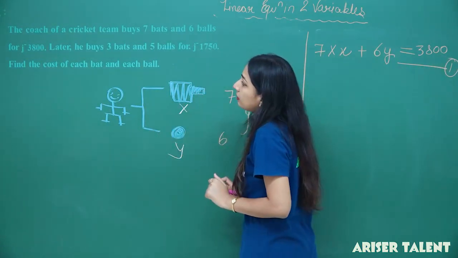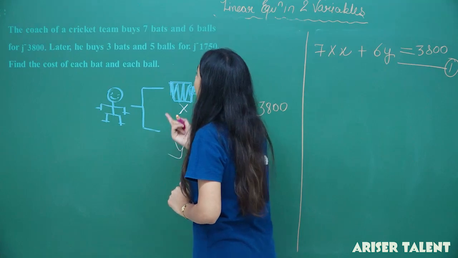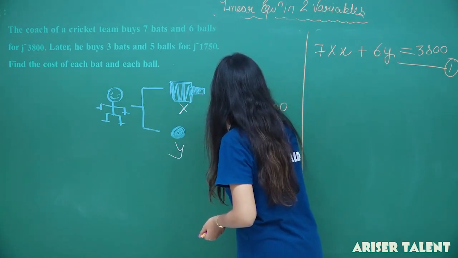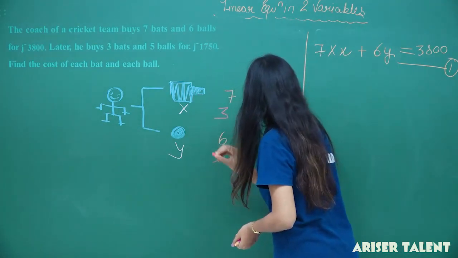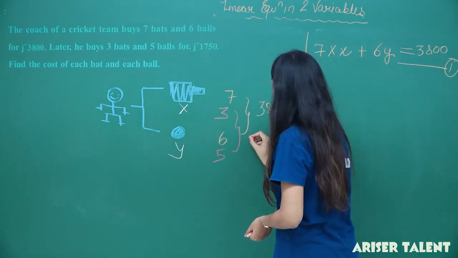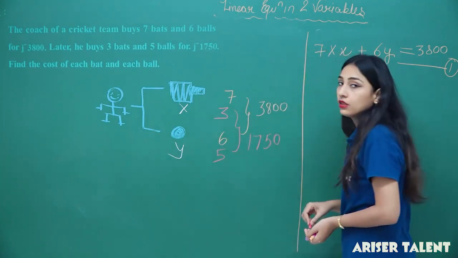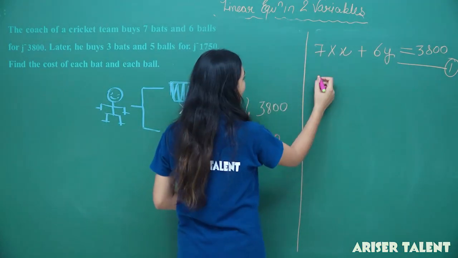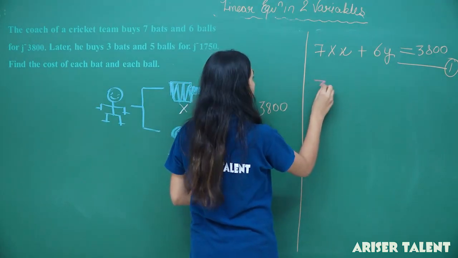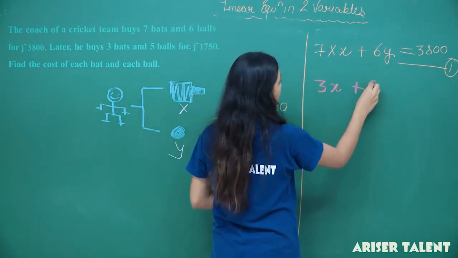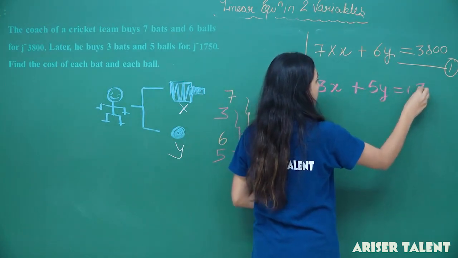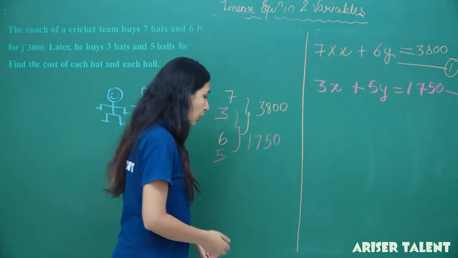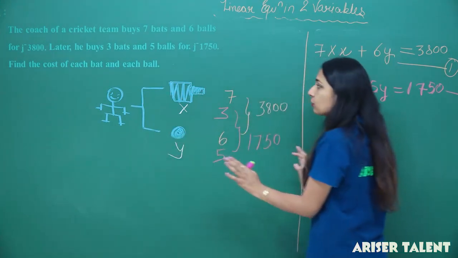Now, come to the question again. Later he buys 3 bats and 5 balls, and the sum here is 1750. Now come this side, we have 3x plus 5y equals 1750 rupees. This is our second equation. Okay, so understood this thing.